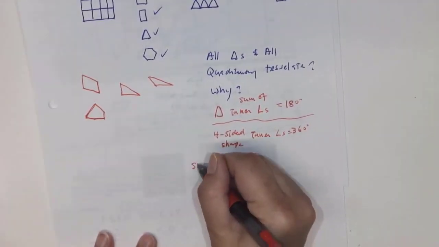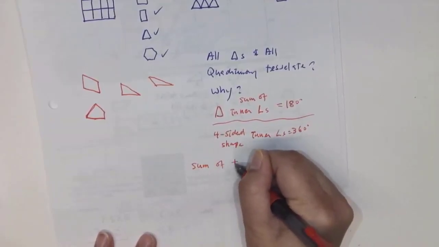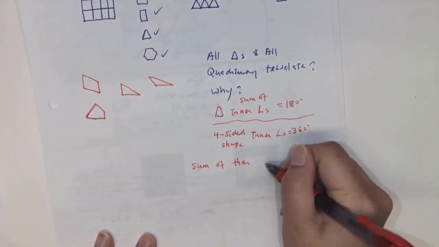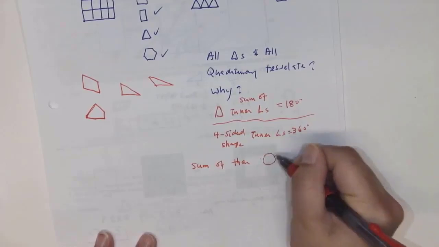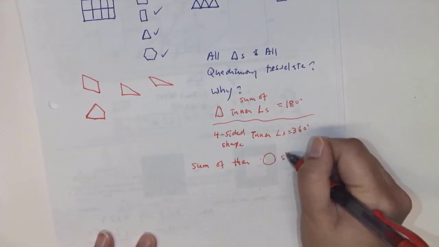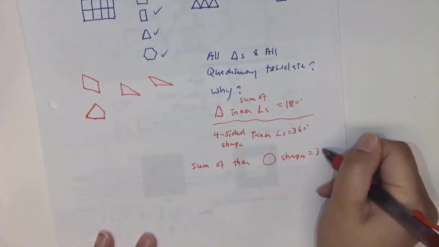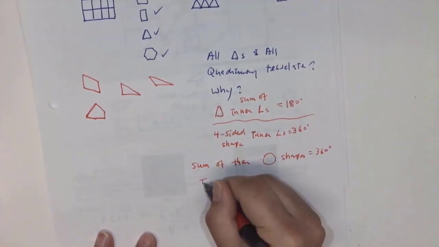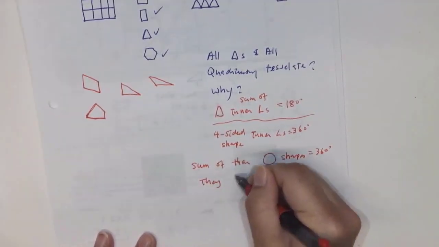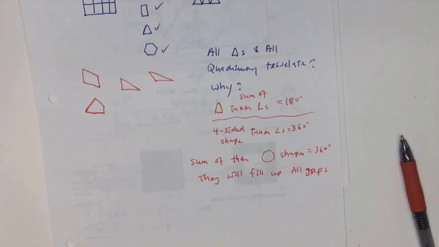Sum of all of them, which is like a round circle, covering everything, will be 360 degrees, so they can fill up all the gaps. In general, all the triangles and all the four-sided shapes, which are quadrilaterals, are going to tessellate. Besides that, we're going to do a little bit of measurement activities.